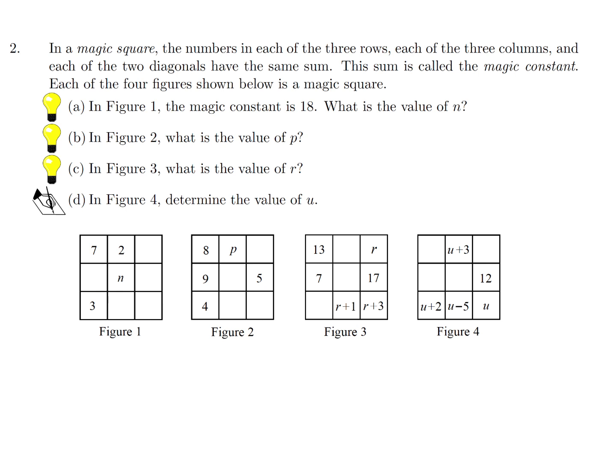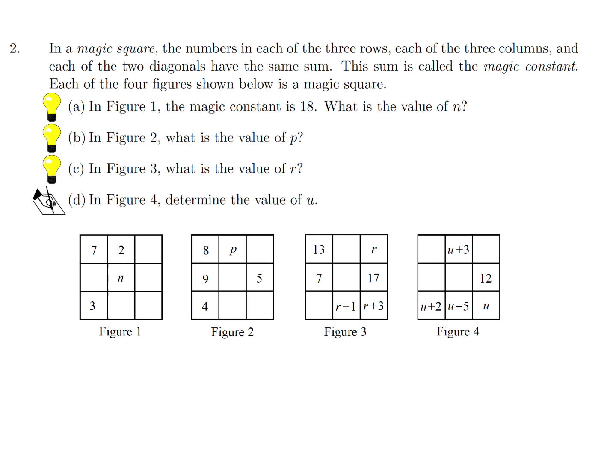In a magic square, the numbers in each of the 3 rows, each of the 3 columns, and each of the 2 diagonals have the same sum. The sum is called a magic constant. Each of the 4 figures shown below is a magic square. In figure 1, the magic constant is 18. What is the value of n?